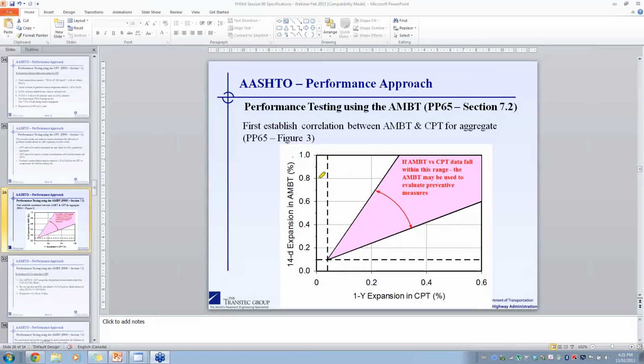We're talking about, I think, results that maybe fall in this range here. So we're outside of this, but we're getting more expansion in the accelerated mortar bar test than we are in the concrete prism test. So a fair argument could be made that it's conservative doing this, because if you end up having to put in SCMs to control expansion in the accelerated mortar bar test, you're probably going to end up putting in more than you would in the concrete prism test. So you're definitely conservative and you're on this side here.